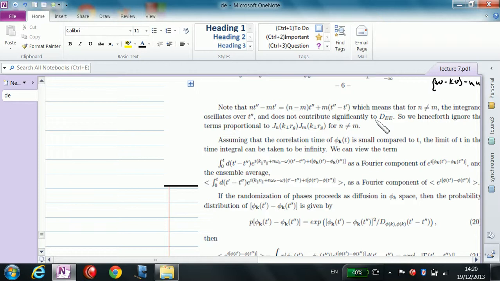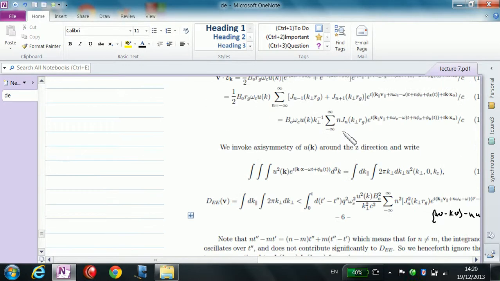But now I want to do something that is not really connected to whether you have gyration or not. It's valid both for electrostatic waves and for cyclotron resonance with electromagnetic waves.